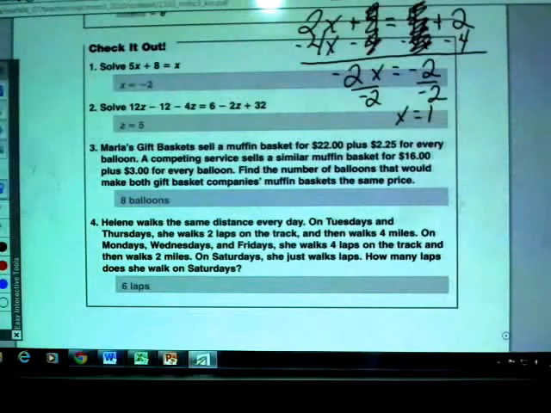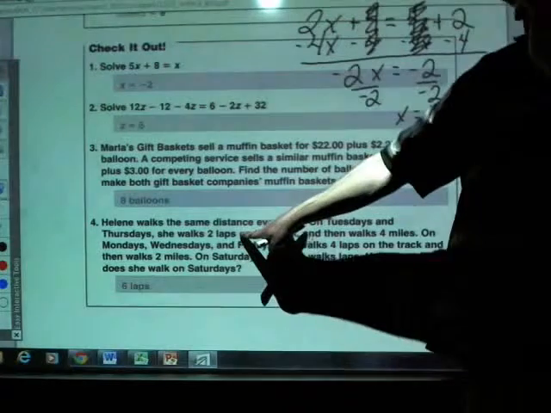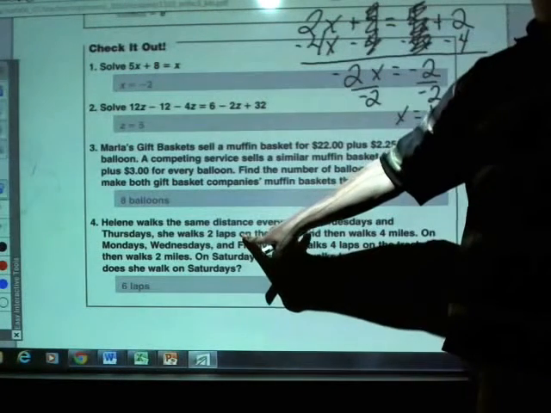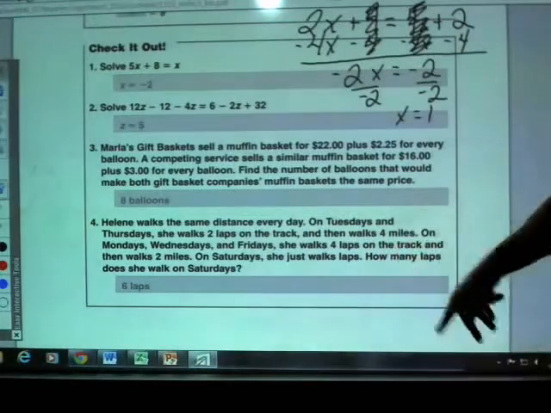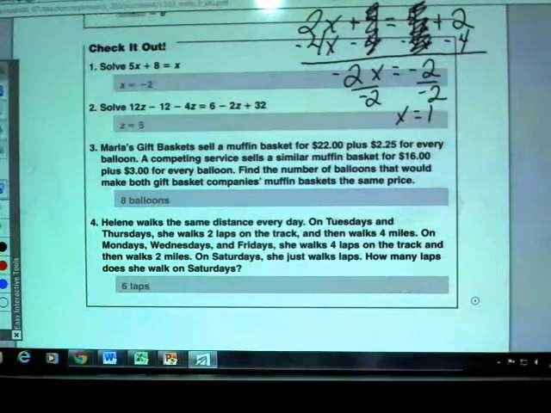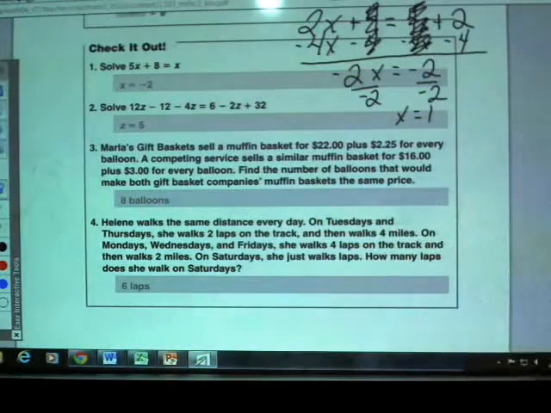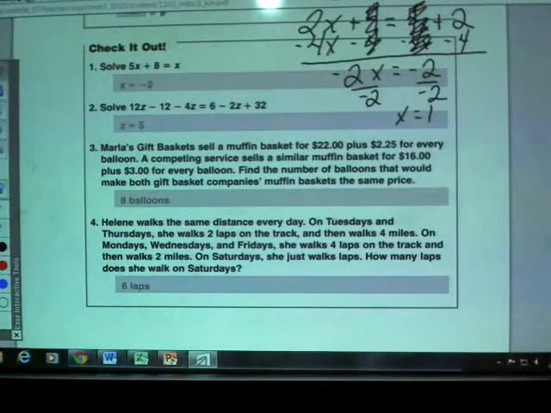Now, how much is she walking each day then? Well, whether we go based on the Tuesday, Thursday figure or the Monday, Wednesday, Friday figure is irrelevant. But let's go based on Tuesday, Thursday. She does 2 laps on the track, and each lap is a mile. So the first lap is 1 mile, second lap is 2 miles, plus the 4 miles she does. That means she ends up walking 6 miles. And you would get the same calculation for Monday, Wednesday, Friday: 6 miles. We can prove it. 4 laps on the track, 1 mile each, 1, 2, 3, 4, plus the 2 miles is 6 miles. So she does 6 miles.